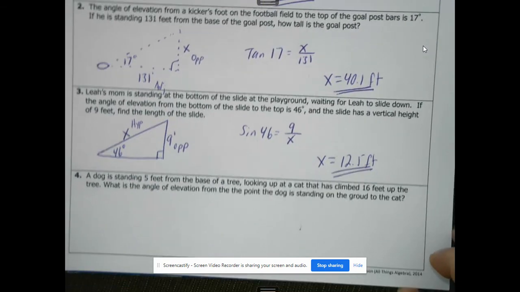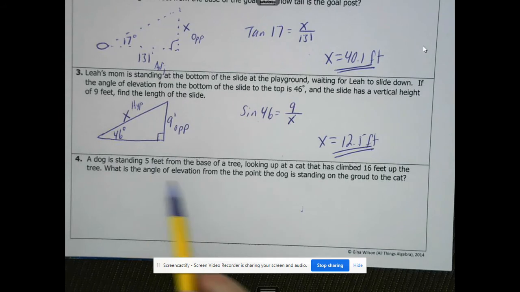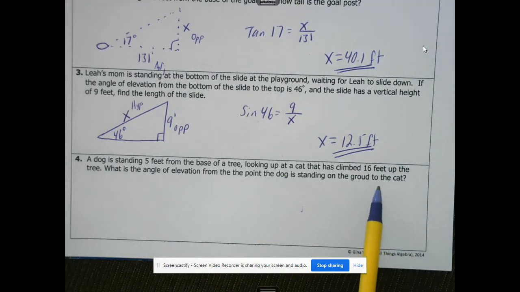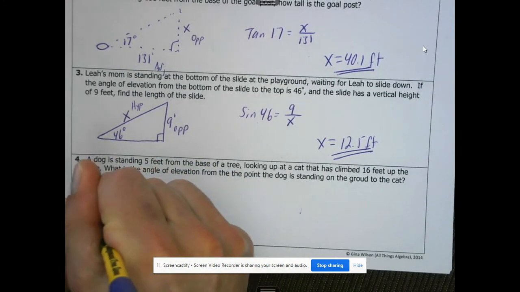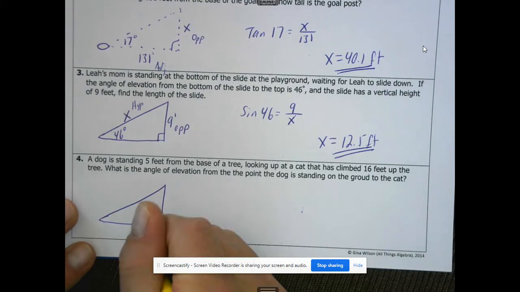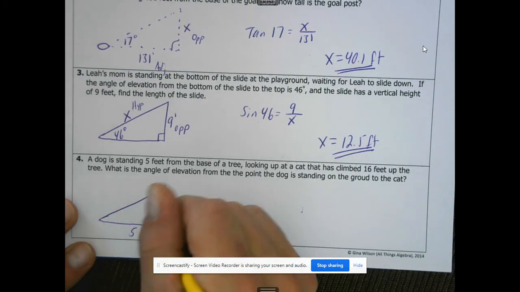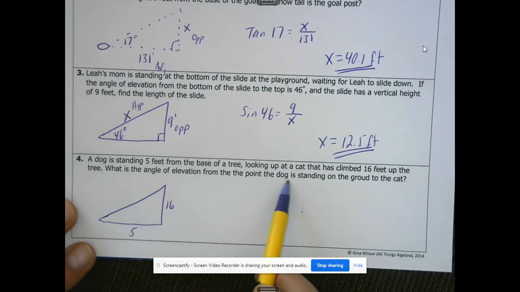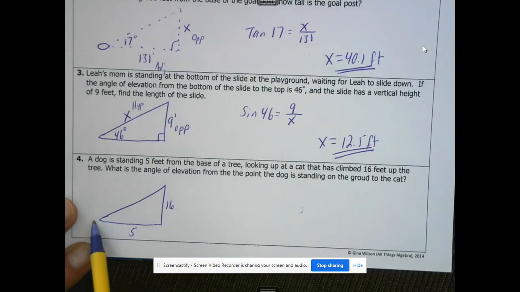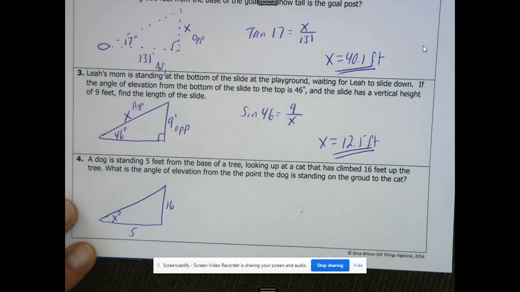Last one on this page. A dog is standing 5 feet from the base of a tree, looking up at a cat that has climbed 16 feet up the tree. All right, time out. Draw your right triangle. Dog is 5 feet from the tree. The cat is 16 feet up the tree. What is the angle of elevation from the point the dog is standing on the ground to the cat? So dog's here, cat's up here. What is this angle of elevation?